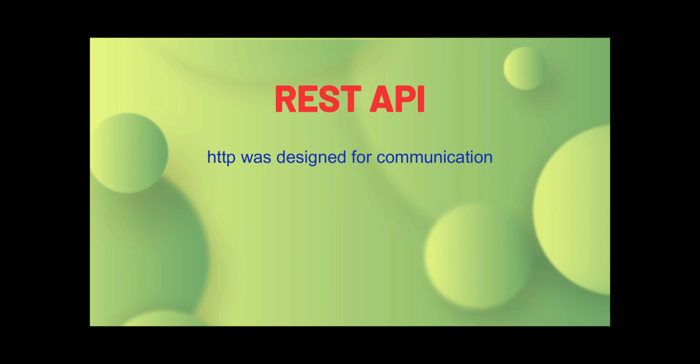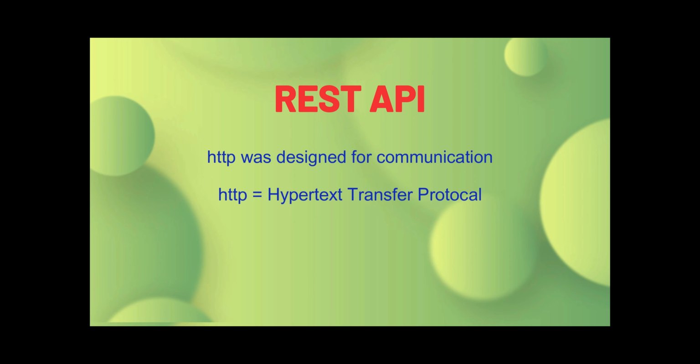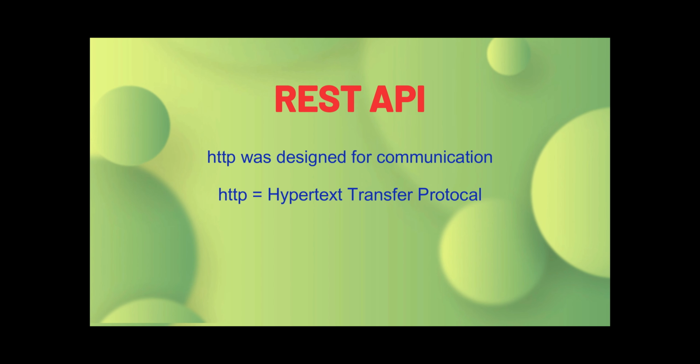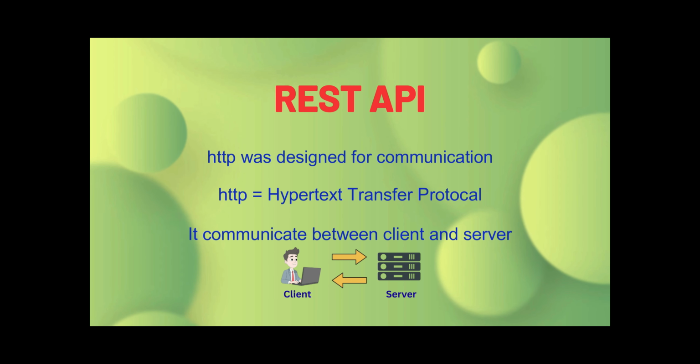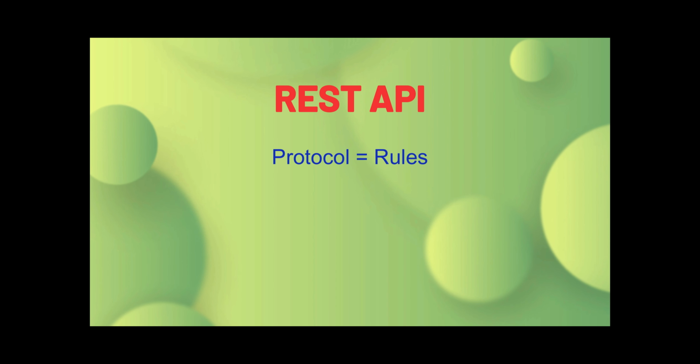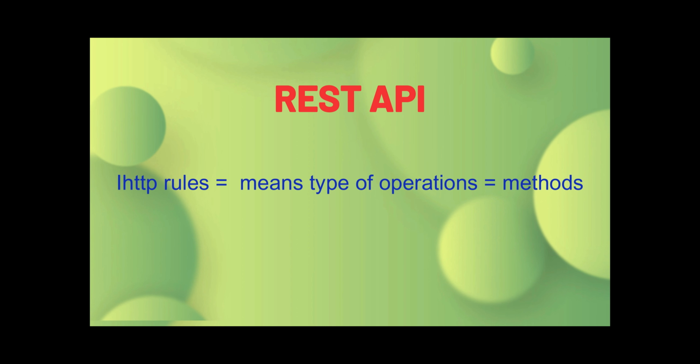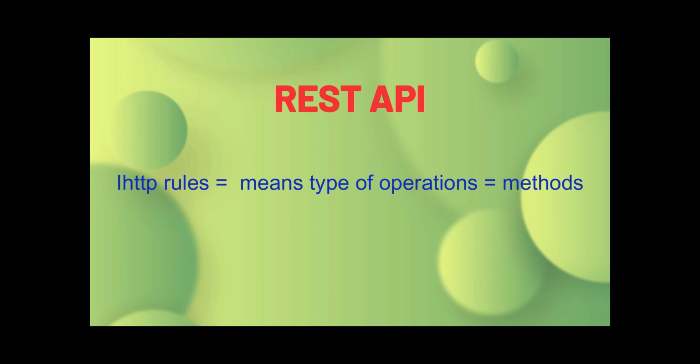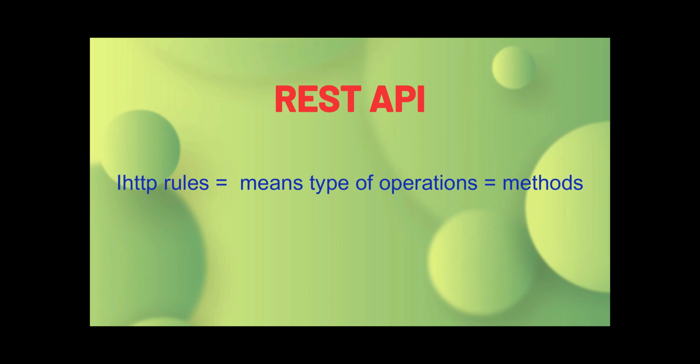HTTP was designed for communication. HTTP means Hypertext Transfer Protocol. It's a communication protocol between client and server. A protocol needs rules. One important rule is the type of operation. That operation is represented by methods.